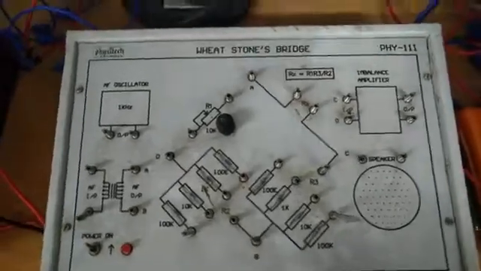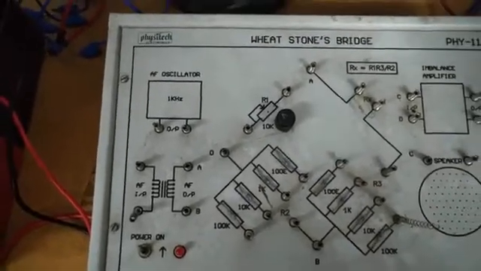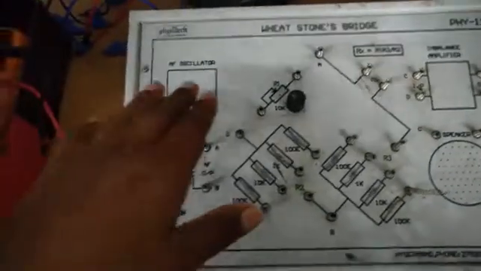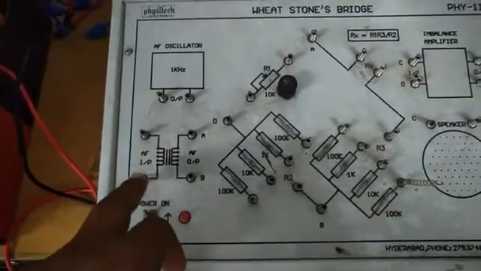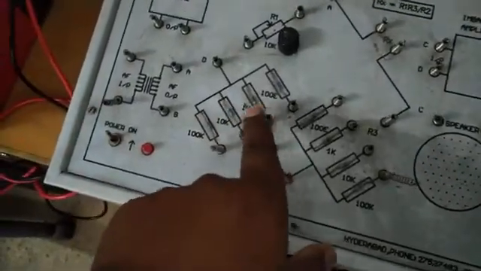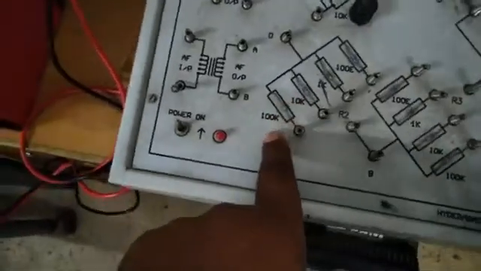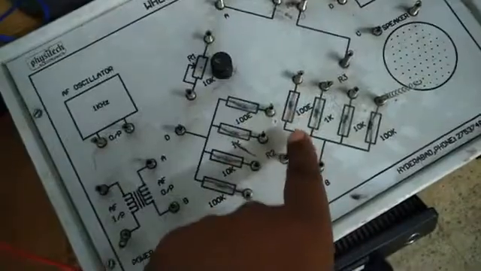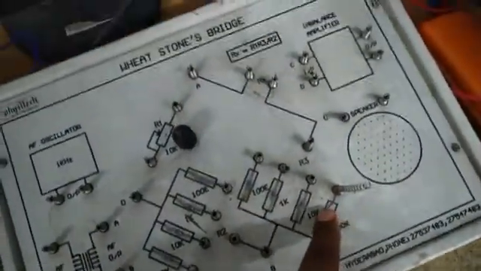So this is our Wheatstone bridge kit, which is a Physitic Electronics make, and in this kit we can see we have an audio frequency oscillator and an audio frequency transformer, and in this bridge we have four different resistors of 100 ohm, 1 kilo ohm, 10 kilo ohm and 100 kilo ohm. In the same way, in the arm R3 we also have 100 ohm, 1 kilo ohm, 10 kilo ohm, 100 kilo ohm.